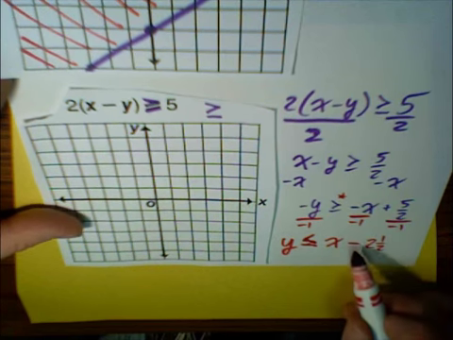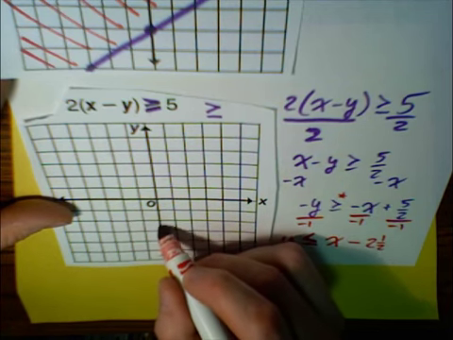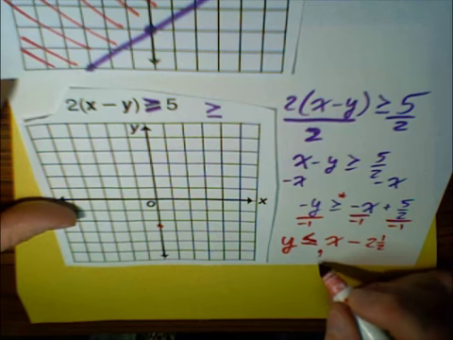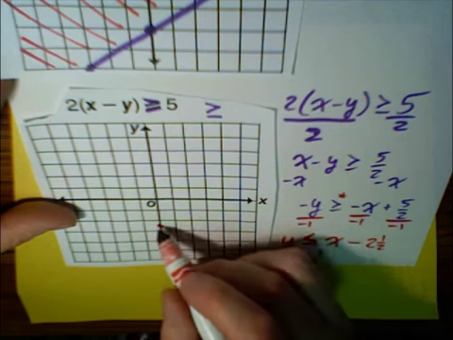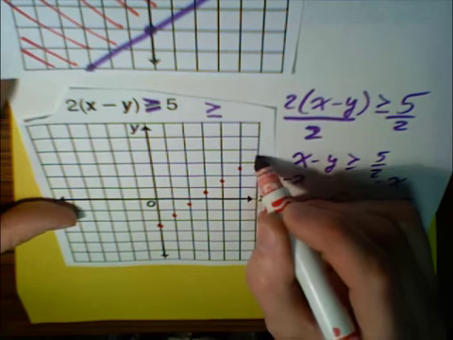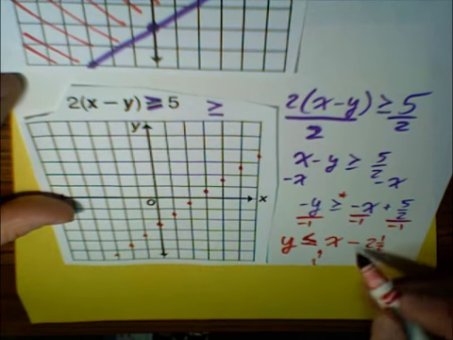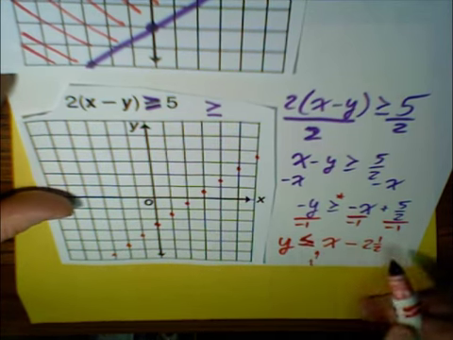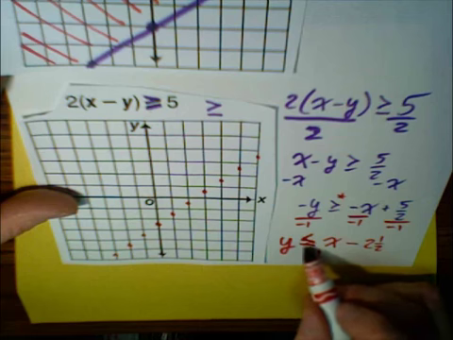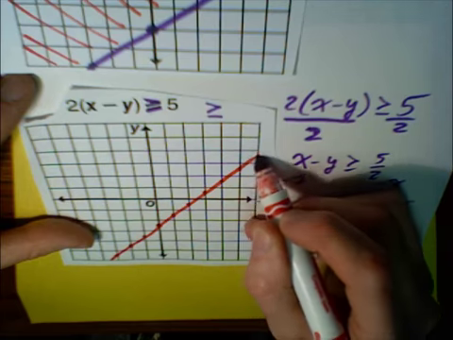We'll do this quickly. -2.5 is my y-intercept. 1, 2, 2.5. And my slope is 1, or 1/1. So I can just go up to the right. Rise 1, run 1. And I can also go down to the left. It's a little tricky because I've got a fractional y-intercept. And the question is, do I do a dashed line or a solid line? I'm going to do a solid line because there's an equals to sign here. So I'll put a solid line through these points.